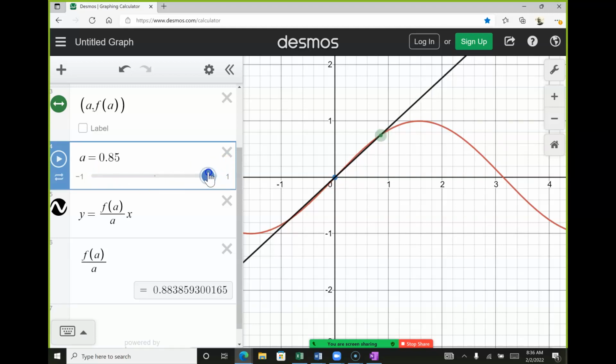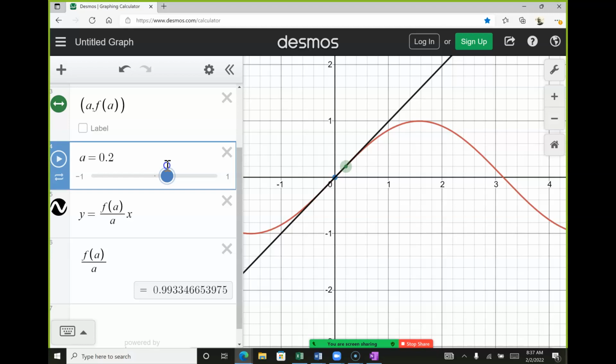So look at what I'm doing. So now 0.85, look at my slope there, 0.88, right? At 0.71, my slope is 0.9, right? You see what I'm doing? I'm trying to get that a value closer to my fixed point where I have my tangent. And you can probably already guess. Look at it right now. It doesn't look like it's changing at all, but it's changing a little bit. Where's it going? What number do you think it's going to?